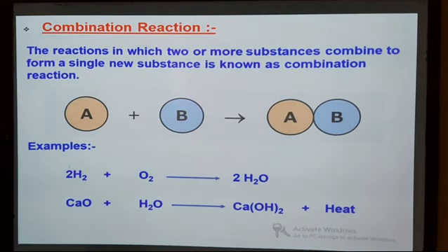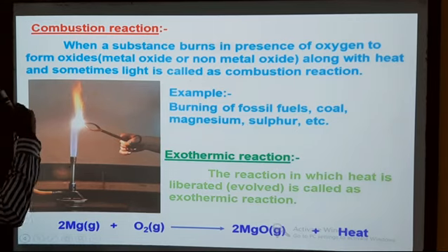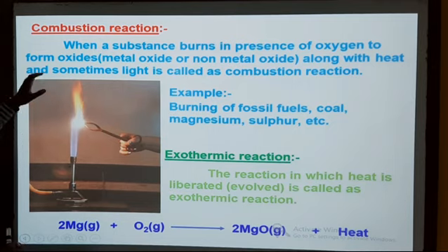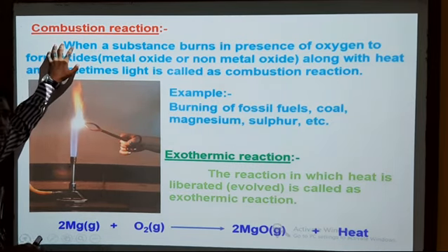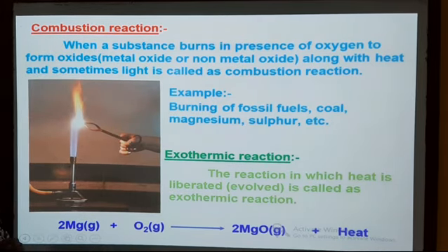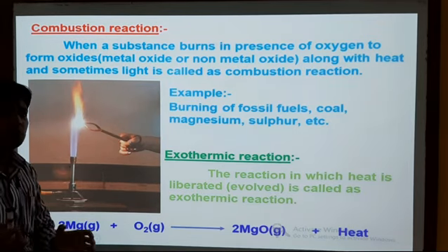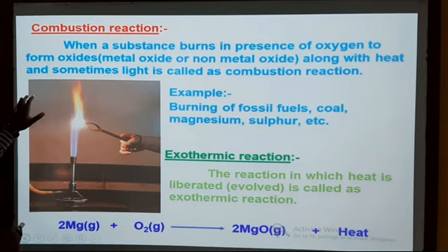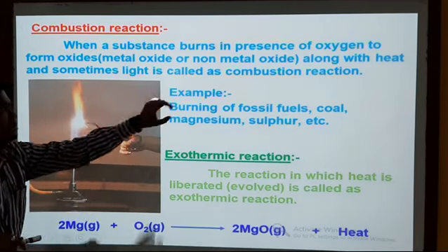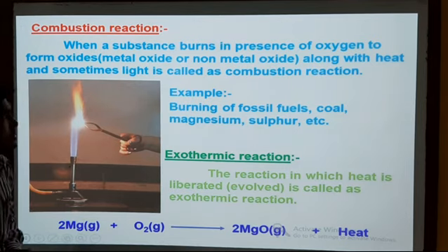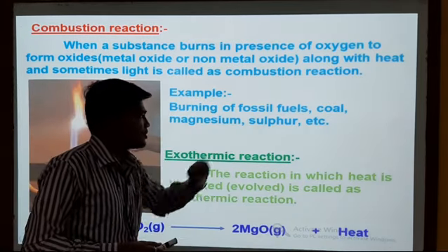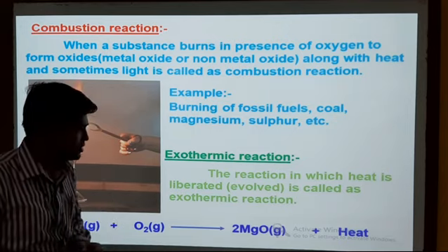Let's have another example. Now, whenever we speak about combination reaction, generally we consider combustion reaction as a type of combination reaction. What do you mean by combustion? So, when a substance burns in presence of oxygen to give heat and sometimes light, it is called a combustion reaction. Now here we see that examples are burning of fossil fuel, coal, magnesium and sulfur.